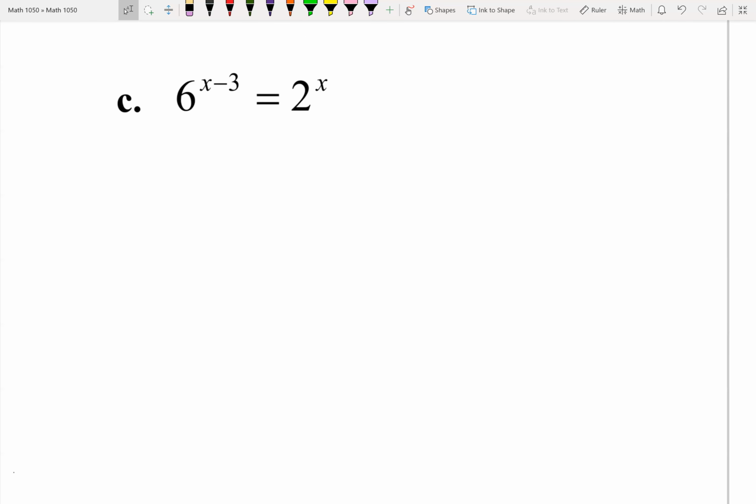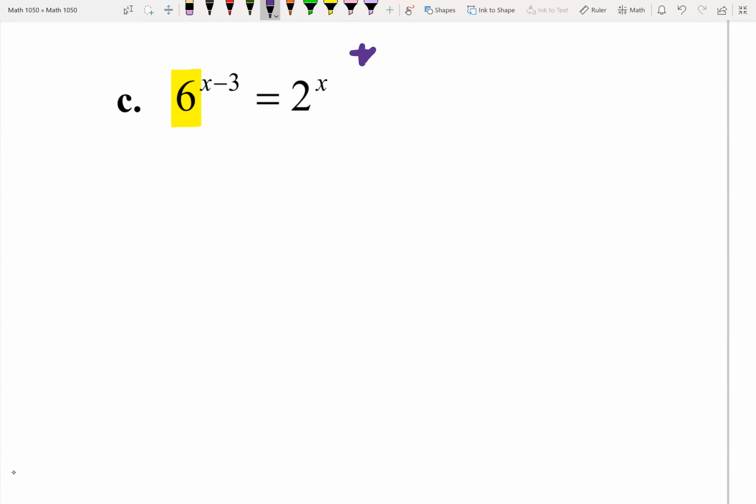Okay, look at the 6 and 2. If I could get my bases the same, it would be so sweet, right? I would just set the exponents equal to each other. The biggest number is a 6. Can I switch a 6 to a 2 to the something? Tell me that. No, I can't, okay?